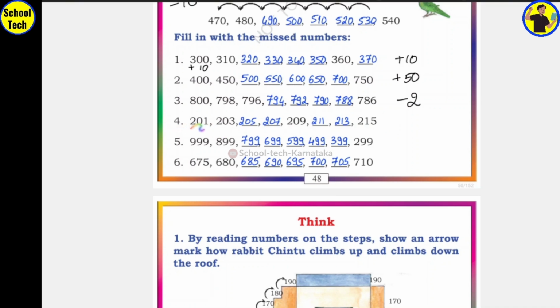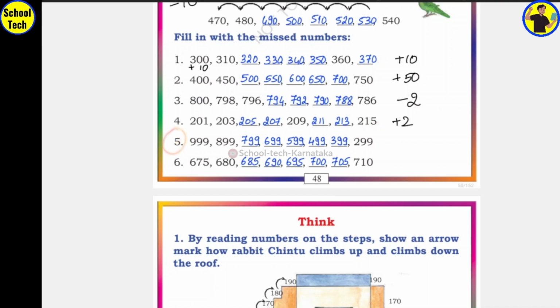The fourth one, 201 and 203. So if we add 2 to 201, we get 203. So here we are jumping 2 steps at a time forward. So 201 plus 2 is 203. 203 plus 2 is 205. So the next numbers 207, 209, 211, 213 and 215.